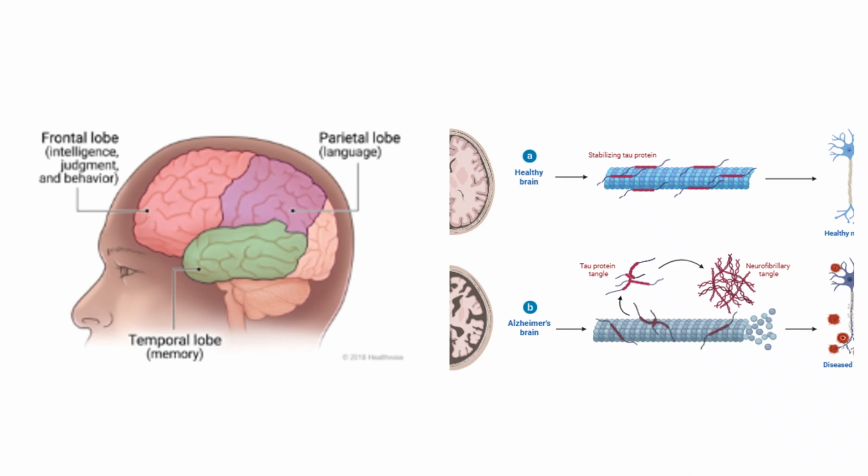Over time, the areas of the brain that control memory, reasoning, and language, like, as you can see on the left image, the parietal lobe for language, the temporal lobe for memory, and the frontal lobe for intelligence, judgment, and behavior, become badly damaged. This process explains why people with Alzheimer's often start with memory problems, and then gradually lose the ability to think clearly, move normally, or even recognize loved ones.